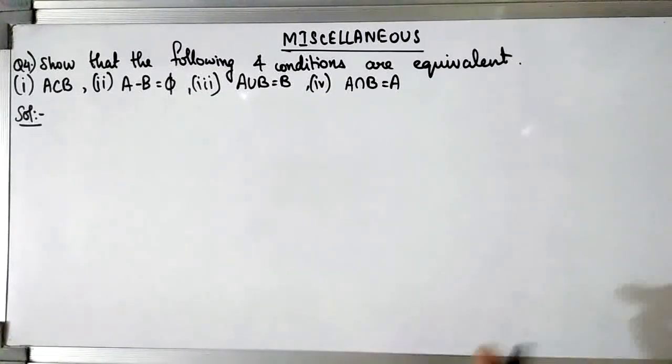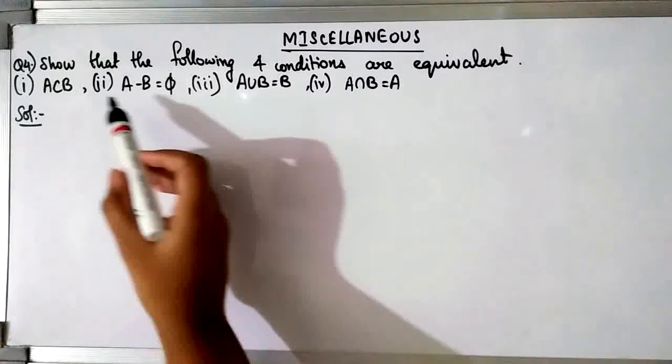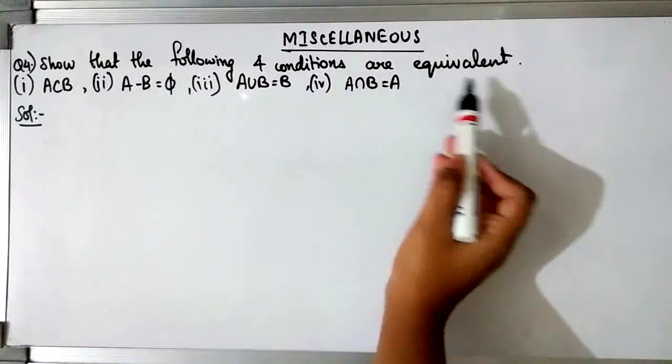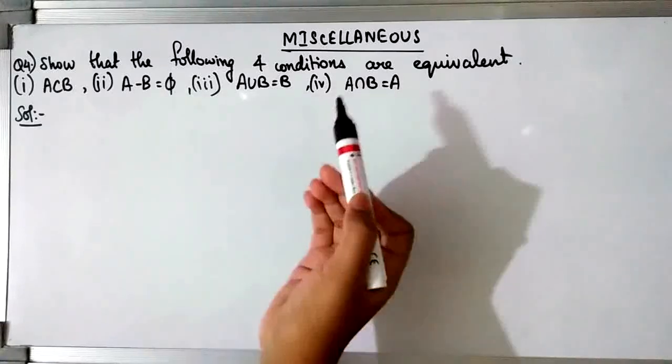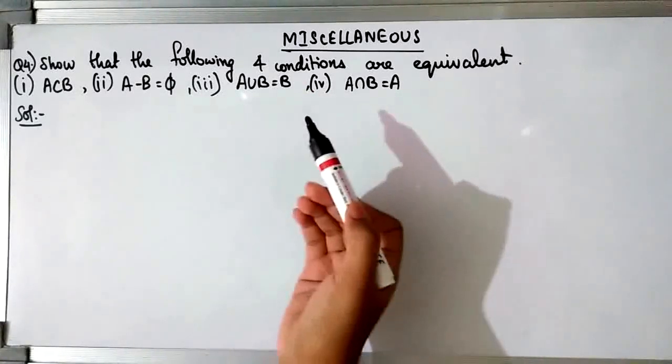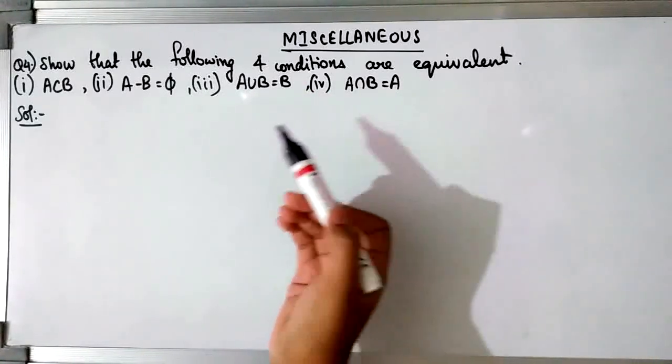Now in this video, we'll continue with our miscellaneous exercise. So we were in our fourth question and it says that we need to show that the following four conditions are equivalent. That is, they are nothing but the same conditions which are written in different ways. So we need to prove that they are equivalent.